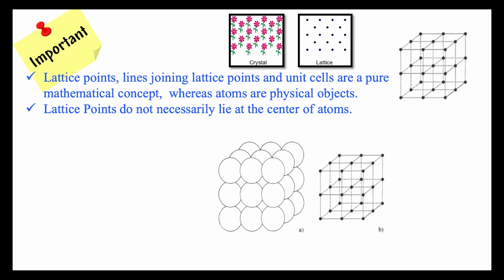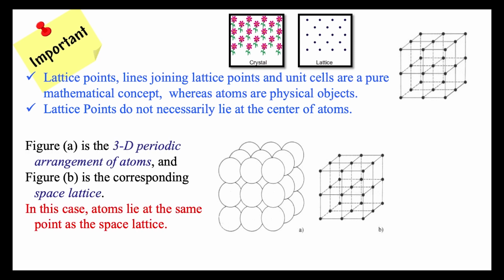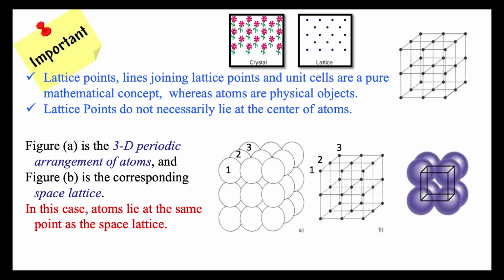Here, the first picture gives the three-dimensional periodic arrangement of atoms in the crystal. The second picture shows a corresponding space lattice. That is, by replacing each of the atoms with points, we get the space lattice. In this case, atoms lie at the same points as the space lattice.